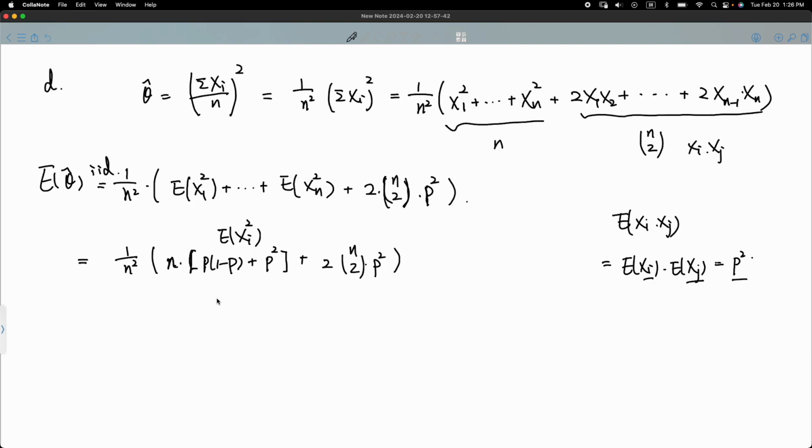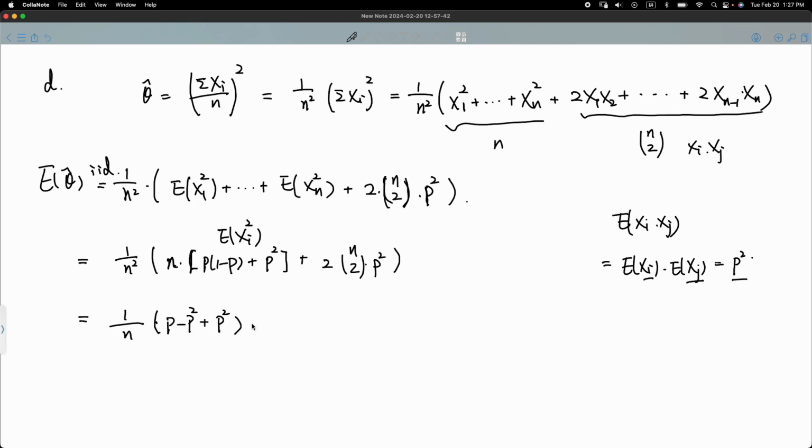Okay, and next we just need to simplify that. So 1 over n squared, maybe I can jump, yeah, you can simplify on your own, but I'm just going to jump a few steps, but you'll get the same answer. So 1 over n, p minus p squared plus p squared. Okay, p minus p squared plus p squared. And then the n copies cancel out.